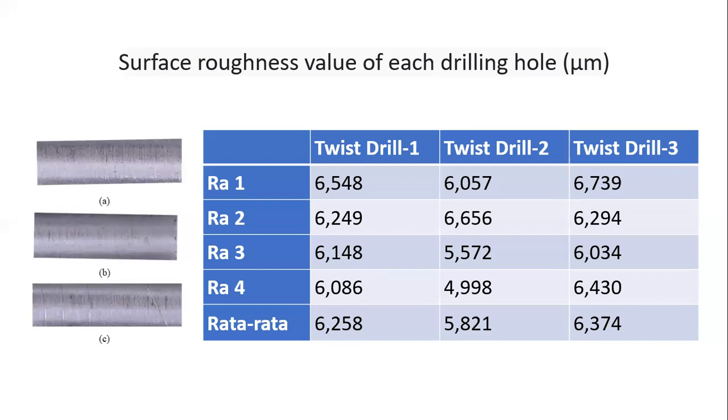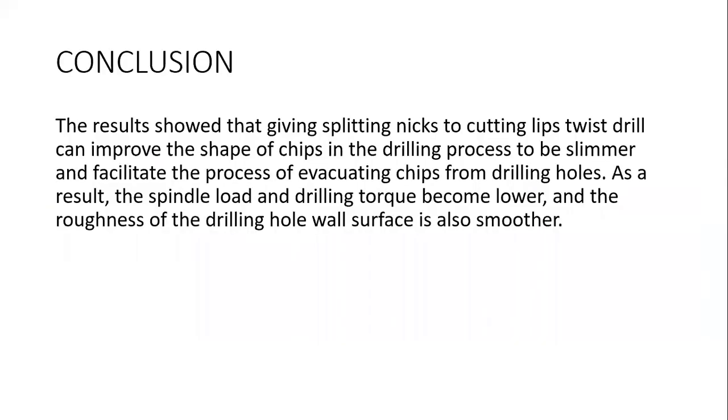And then the last, the conclusion. The results show that giving splitting nick to the cutting lips of a twist drill can improve the shape of the chip in the drilling process to be slimmer and facilitate the evacuation of chips from drilling holes. As a result, the spindle load and drilling torque become lower, and the roughness of the drilling hole wall surface is also smoother. Okay, thanks for attention.